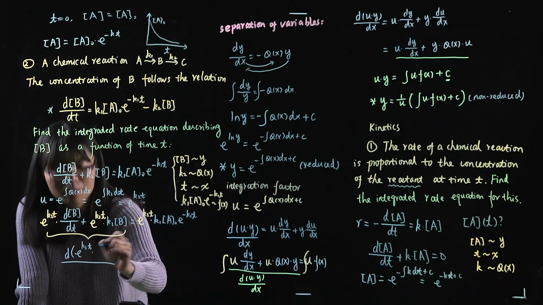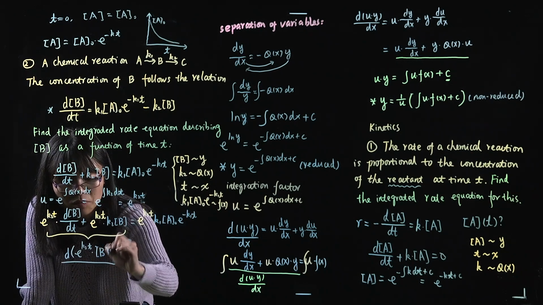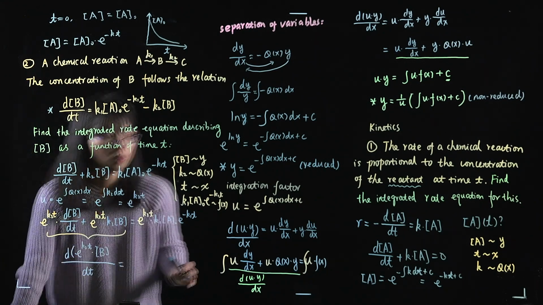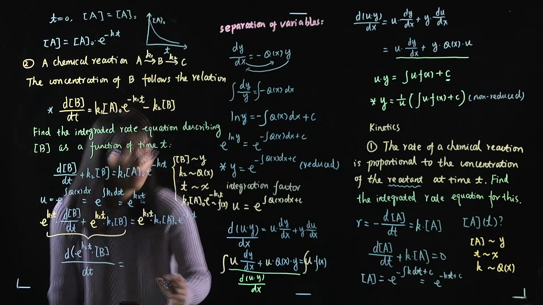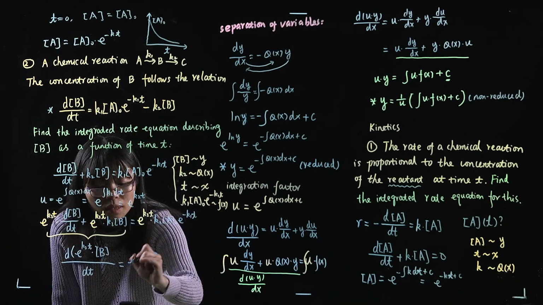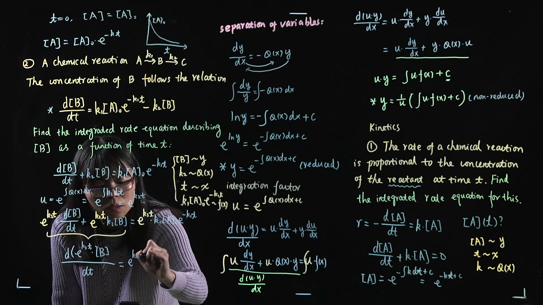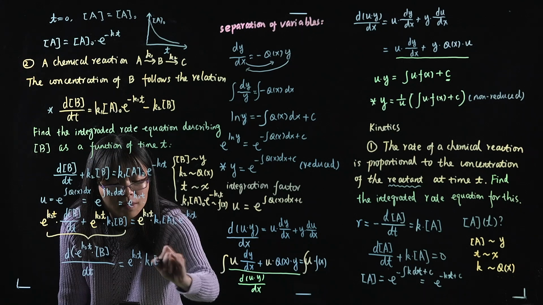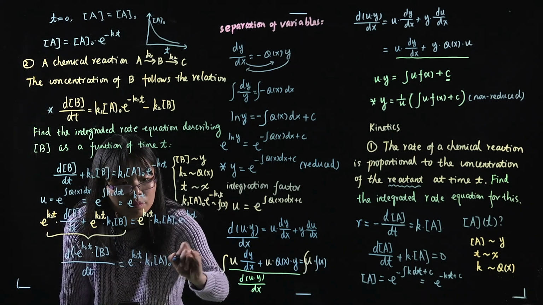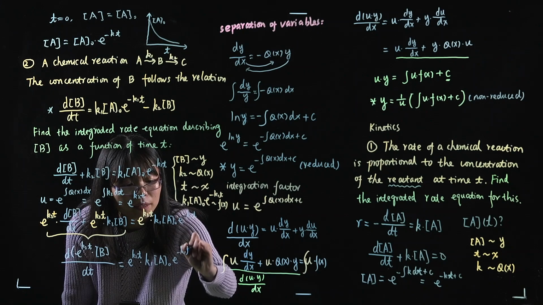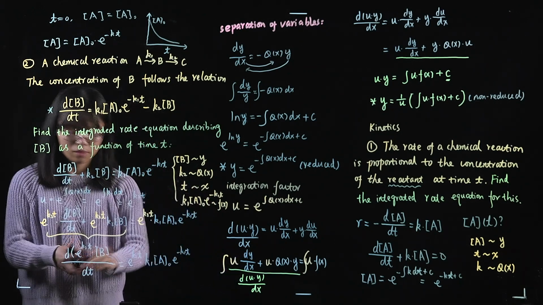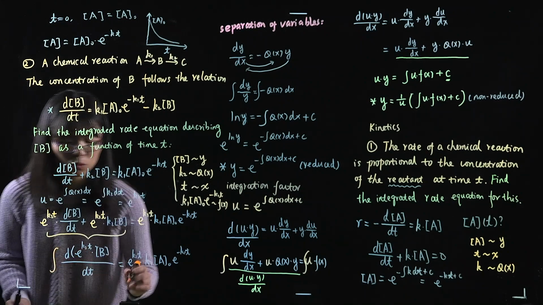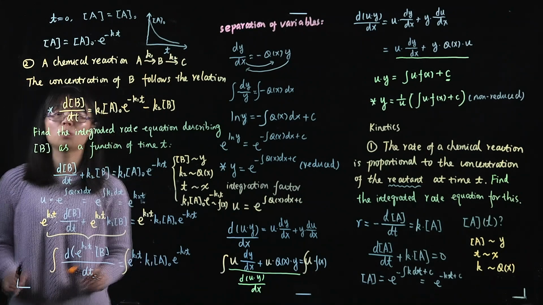What is my y? My y is B that I'm trying to solve here over dt, which should be equal to the u, e to the k2t, times my fx. You just write it down. The same thing. Negative k1t. Okay. So after we get the equation, as usual, we do the integral on both sides.